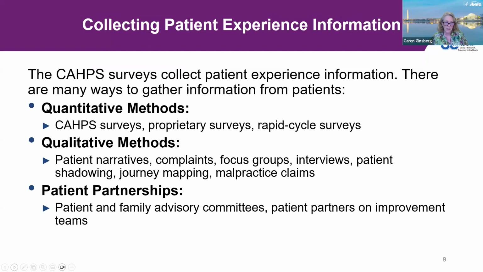On the next slide, please. This slide shows different ways to collect patient experience information. CAHPS surveys are only one way to collect patient experience information, but there are lots of other ways as well. Other quantitatively focused methods include proprietary surveys, rapid cycle surveys. Qualitatively focused methods include the patient narratives I described earlier, or focus groups, or patient shadowing or journey mapping. And patient partnerships can also provide information, such as patient and family advisory committees. I'd like to point out that all of these methods add different perspective to patient experience. They're all useful in understanding the patient experience.